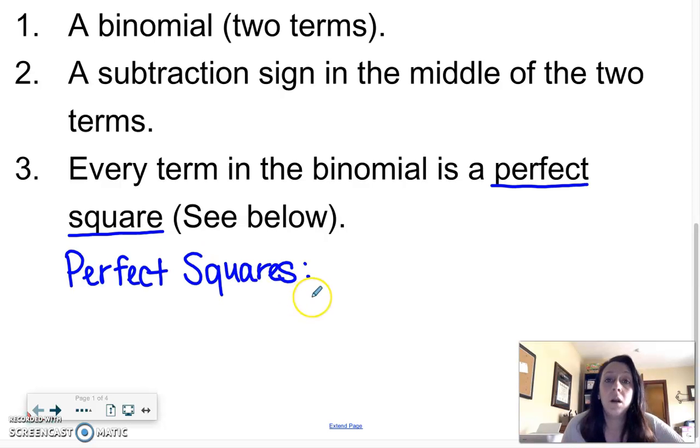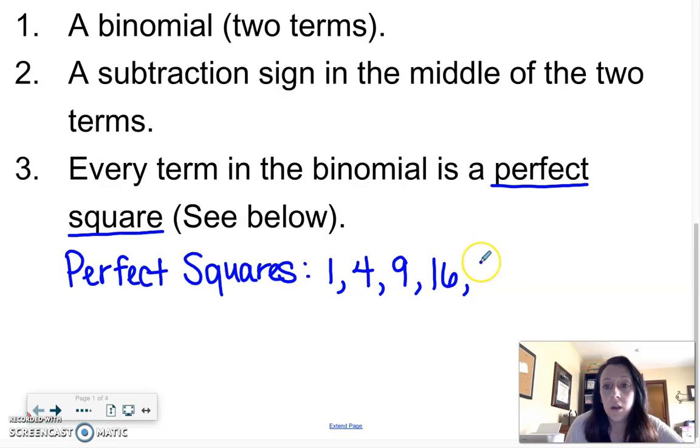Perfect squares are numbers that have square roots, or you could think of it as numbers that are created by multiplying something by itself. So 1 is a perfect square because 1 times 1 is 1. 4 is a perfect square because 2 times 2 is 4. 9 is a perfect square because 3 times 3 is 9. See what's going on? 16 is a perfect square because 4 times 4 gives you 16. 25, because that's 5 times 5. 36, because that's 6 times 6. 49, because that's 7 times 7.